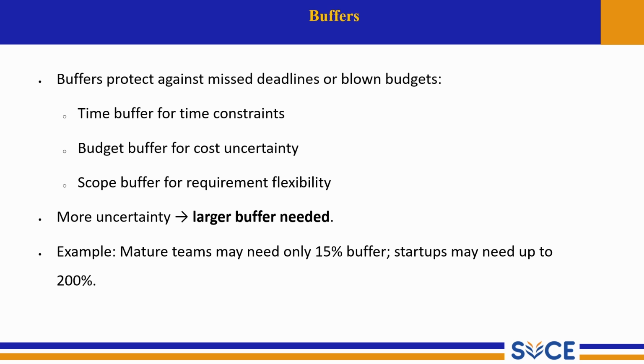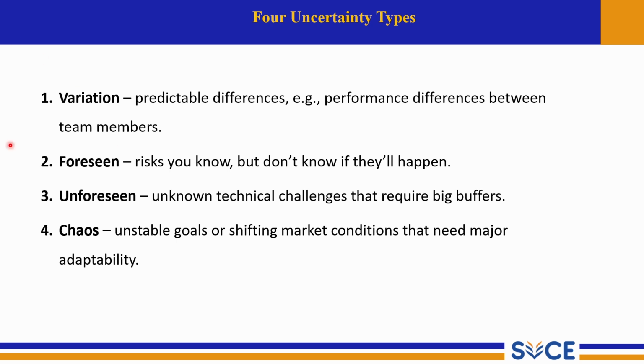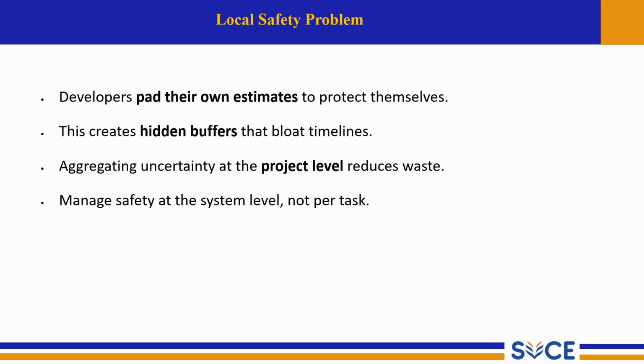Now next we will move into four uncertainty types. Variation, predictable difference. Example, performance difference between team members. Foreseen, risks you know but you don't know if they will happen. Unforeseen, unknown technical challenges that require big buffers. Chaos, unstable goals or shifting market conditions that need major adaptability. Next, we will move into local safety problems.